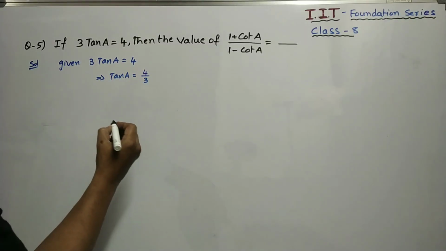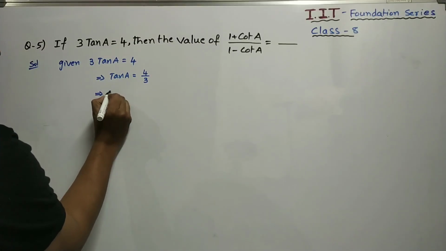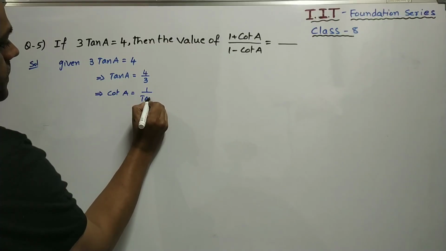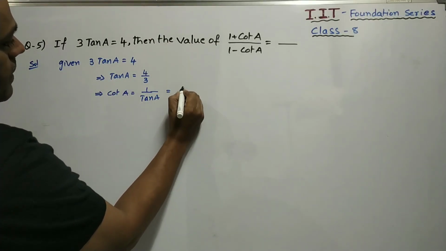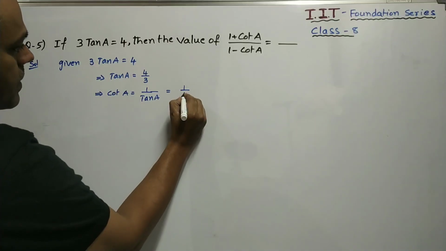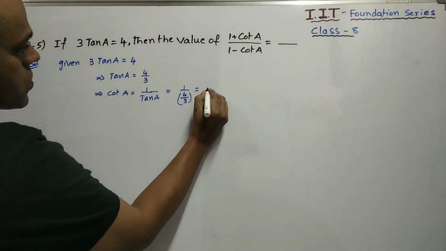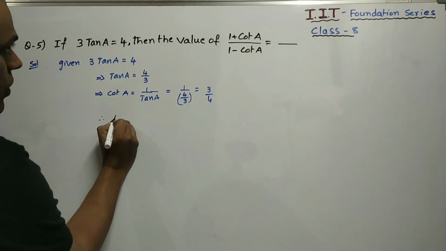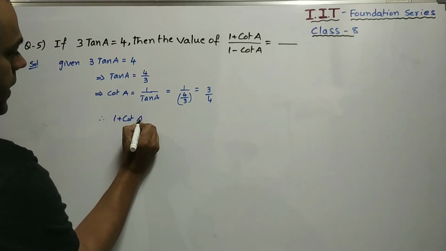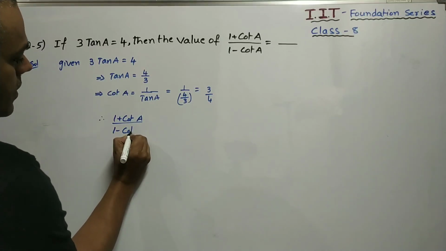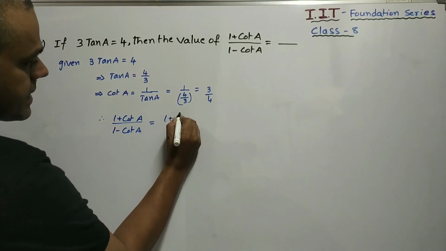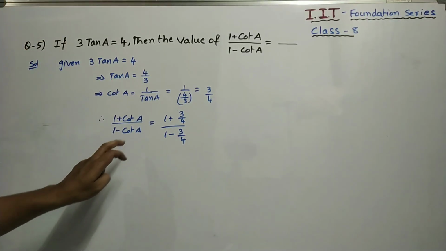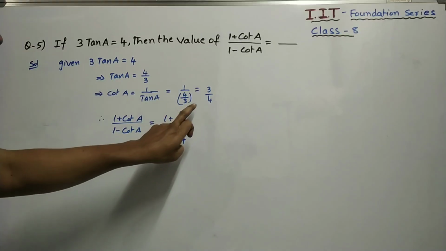So tan A is equal to 4 by 3. You know one of the trigonometric identities: cot A is equal to 1 by tan A. That implies 1 by 4 by 3, so its value is 3 by 4. So cot A is equal to 3 by 4. Therefore, the required 1 plus cot A by 1 minus cot A is equal to 1 plus 3 by 4 by 1 minus 3 by 4. What I am doing here is replacing cot A by 3 by 4.